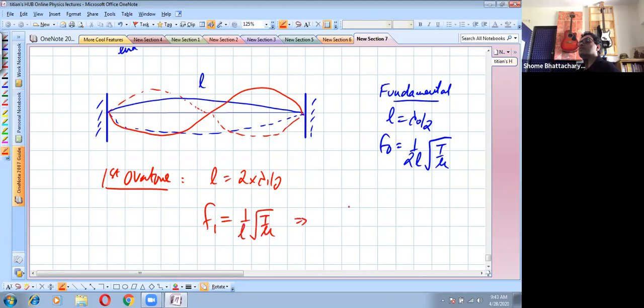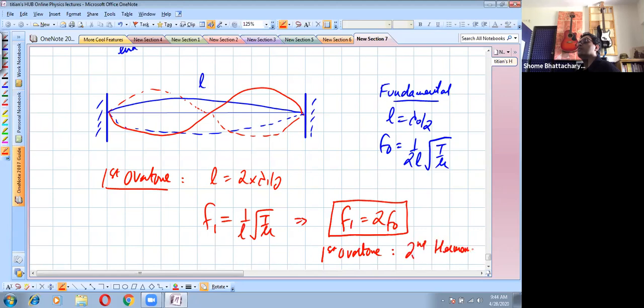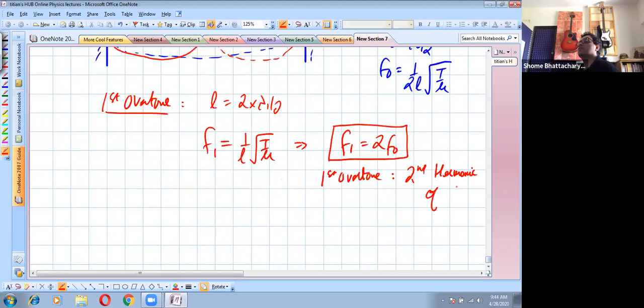So you can see that the first overtone is equal to 2 times the fundamental. So we say it is the second harmonic. So in this language, we say that the first overtone has a frequency that is equal to the second harmonic, or second multiple. Harmonic is basically the multiple of the fundamental frequency.